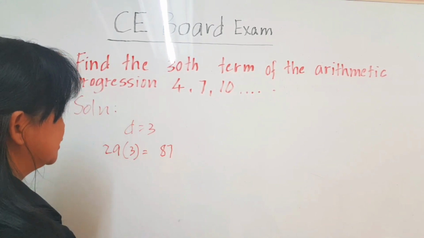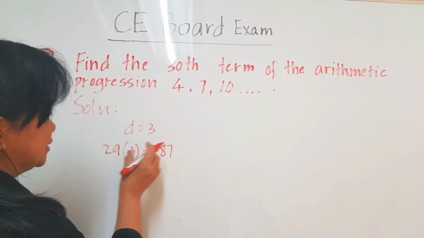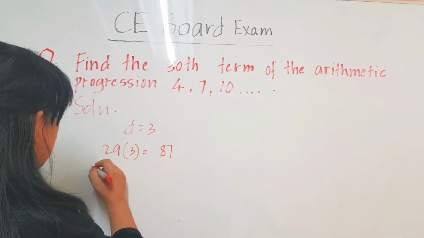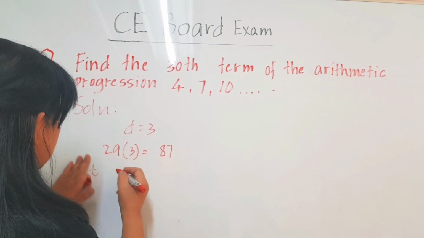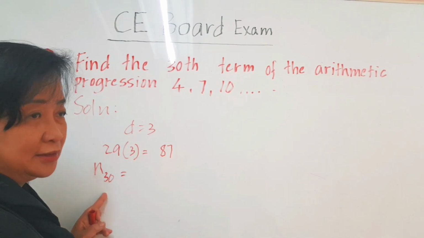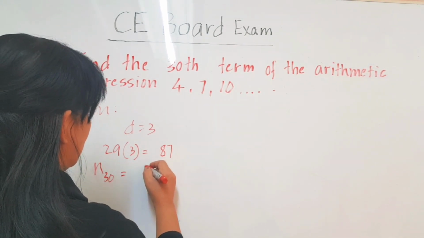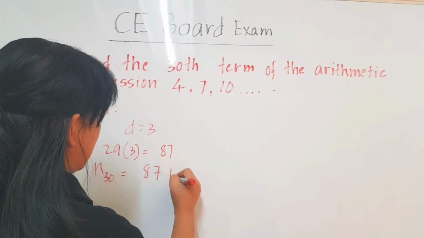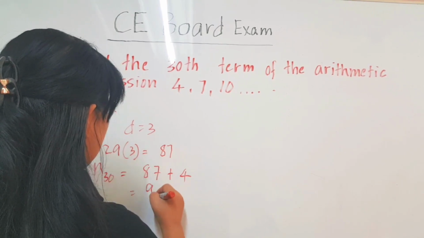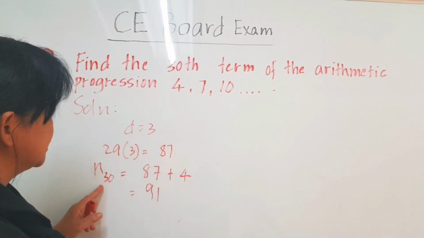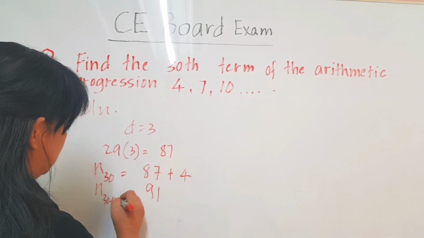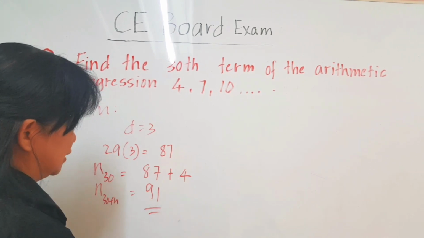Now, because the number of differences is 29, the 30th term, we call it T or N30, is equal to 87 plus the first term, which is equal to 4. Therefore, the 30th term is equal to 91.